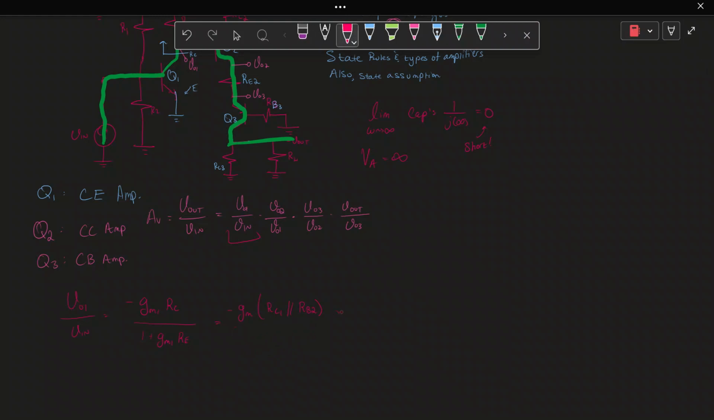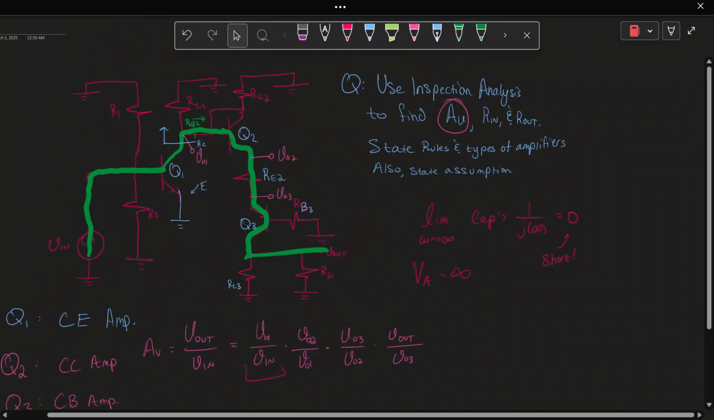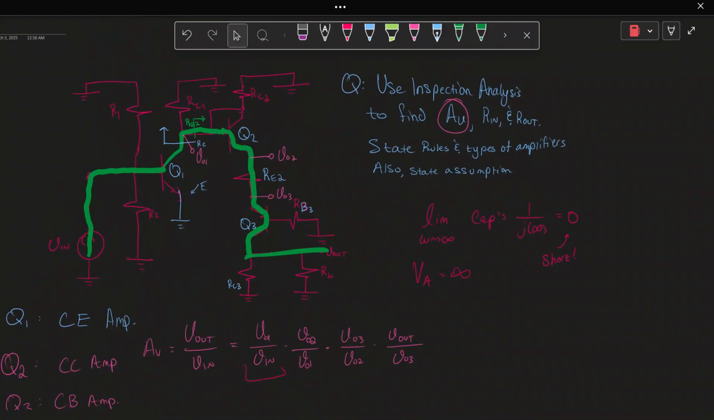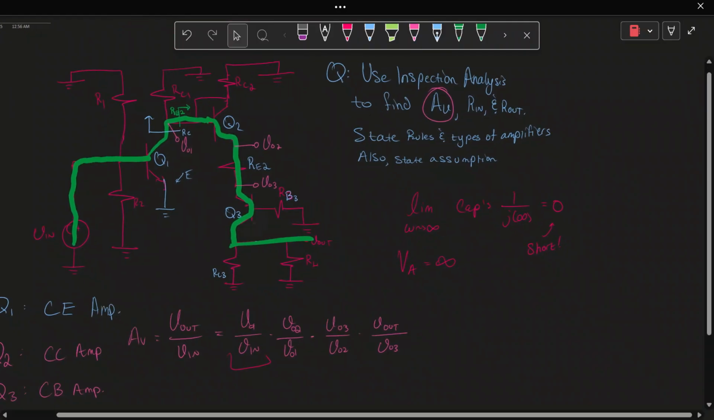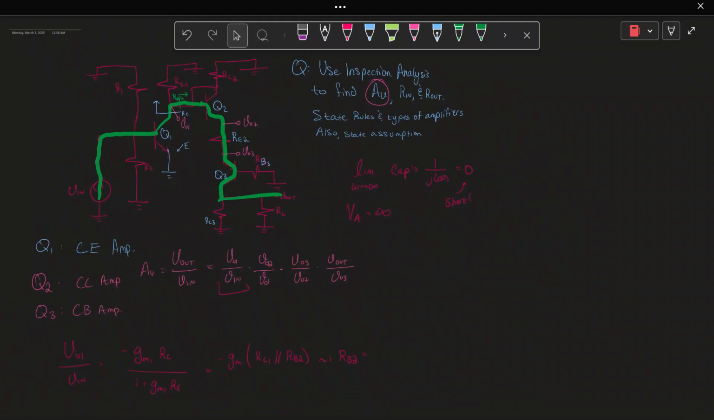Now we have an unknown, it being RB2. What is RB2? RB2 is the resistance as seen by the base, or looking into the base of Q2. Sorry, the wording is a little bit funny. You have to be very, very clear with how you say it. So you're looking into the base of Q2. That's what RB2 is. Now, it's a diode connected transistor.